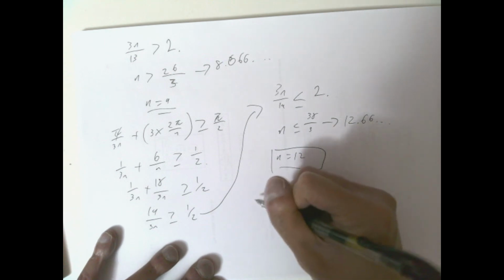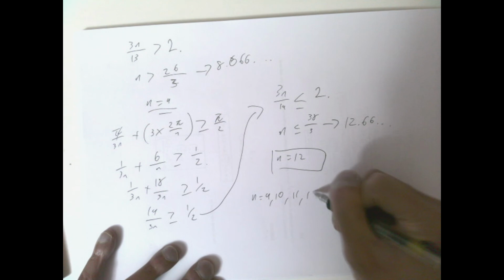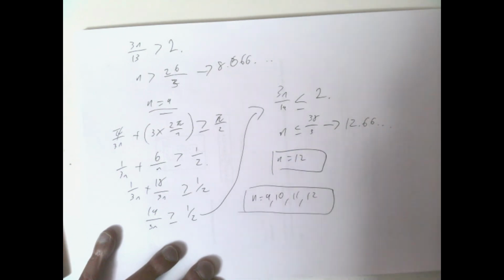So therefore n could either be n equal to 9, 10, 11 or 12. These are the 4 possible solutions.